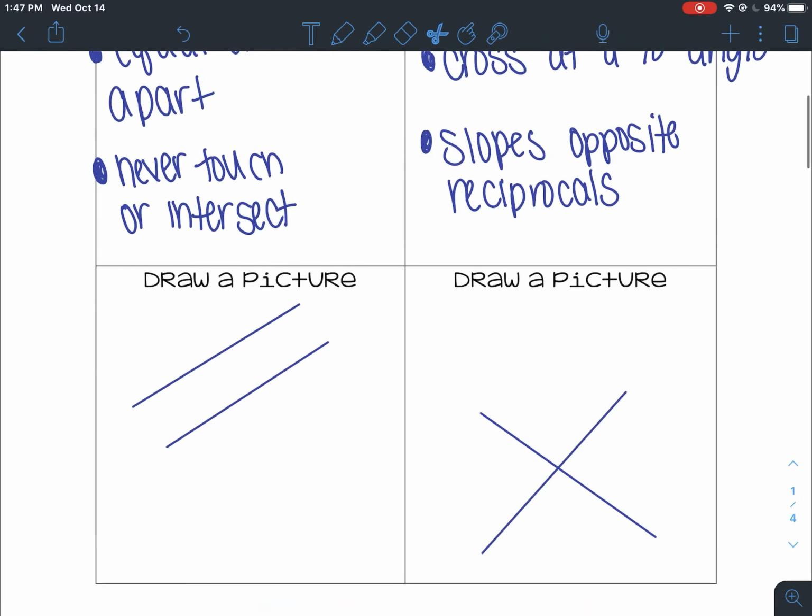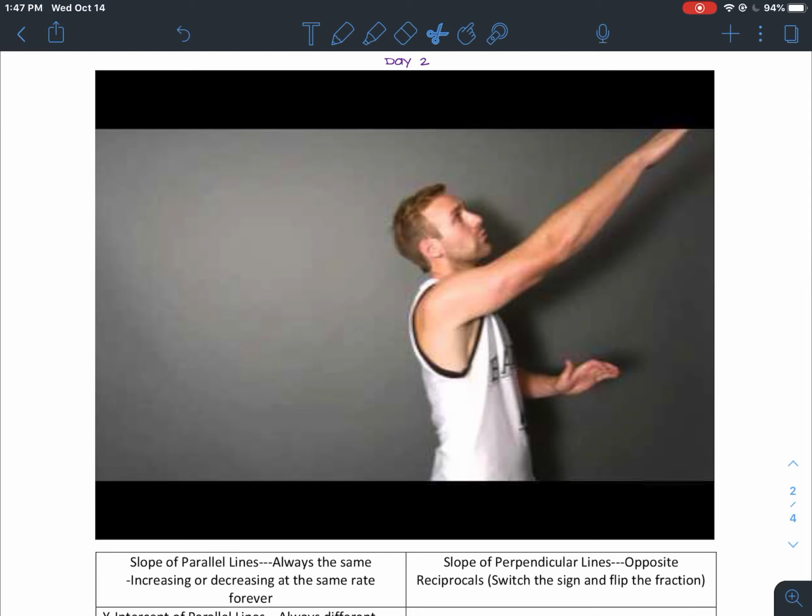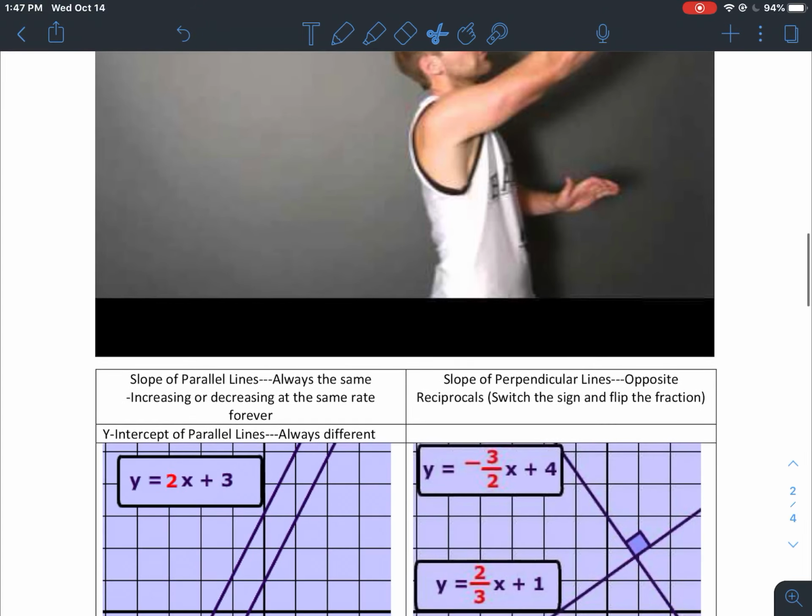We have a picture drawn, parallel lines, perpendicular lines. Just like a funny little video if you want to watch something funny today.